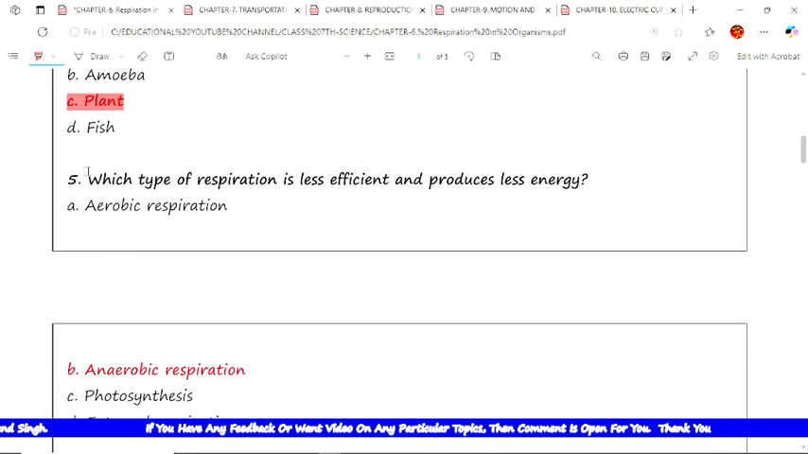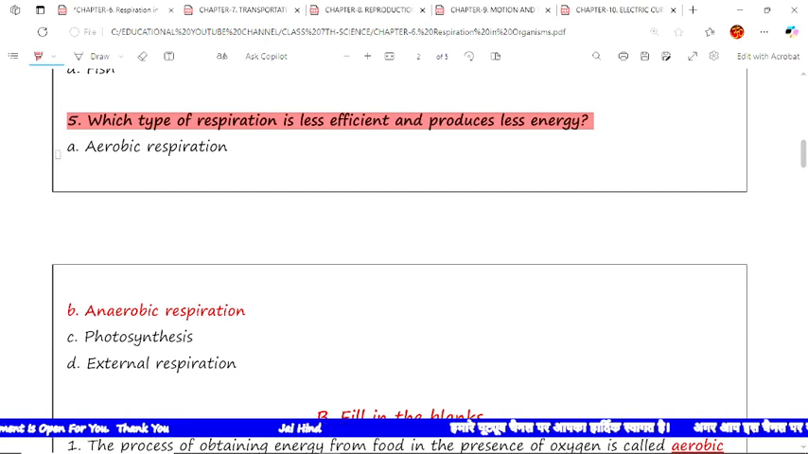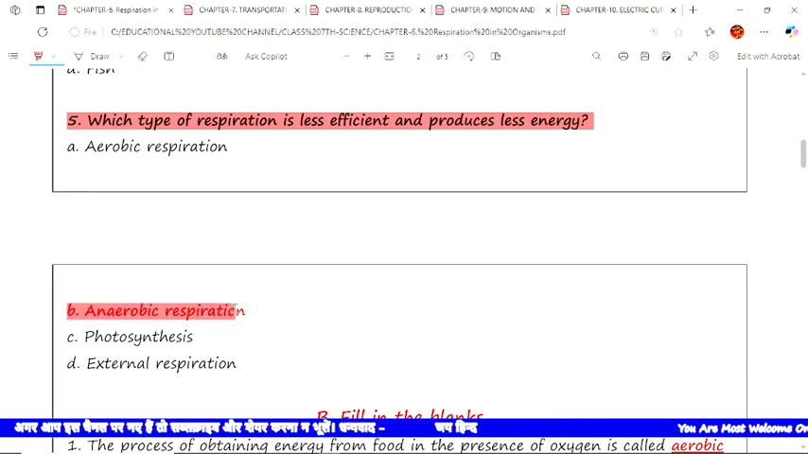Now the next question is, which type of respiration is less efficient and produces less energy? The options are aerobic respiration, anaerobic respiration, photosynthesis and external respiration. Among these four options, anaerobic respiration is the correct option. So B is the correct option for the question.